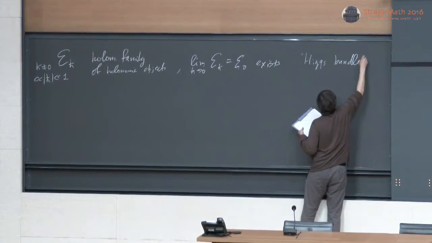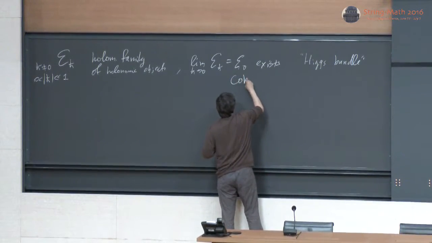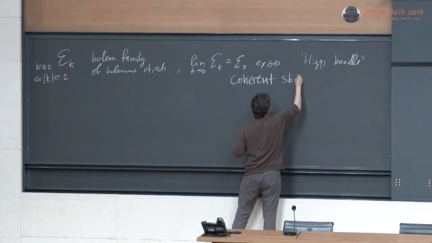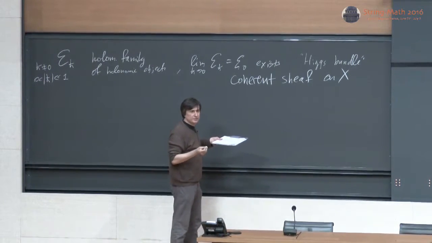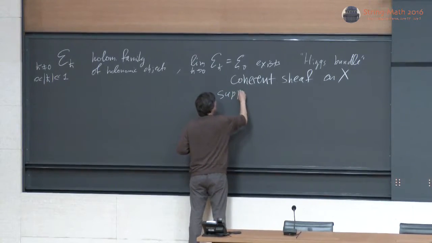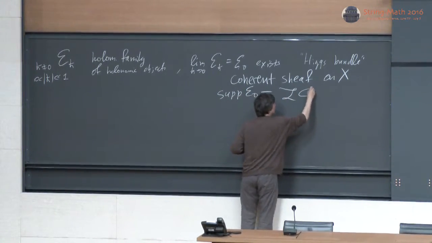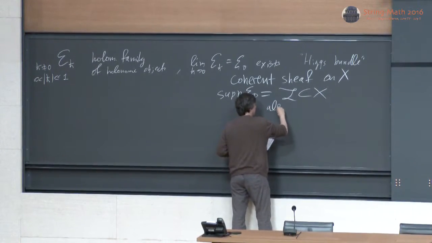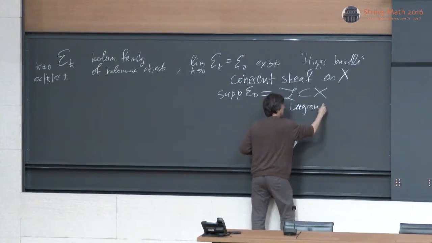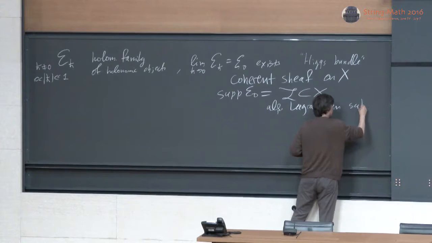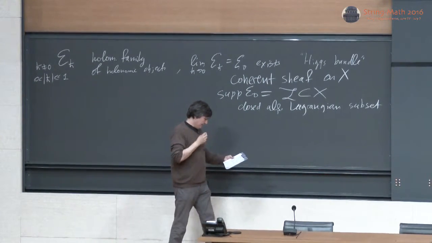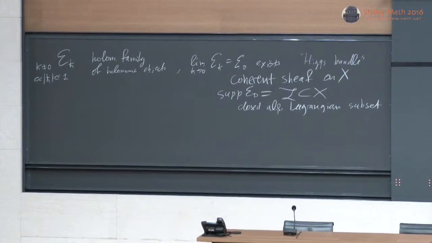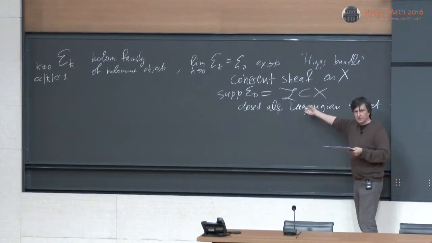It's not a bundle. It's actually a coherent sheaf on X, supported on some complex Lagrangian subset. It's an algebraic Lagrangian subset, maybe singular. It's not even a subvariety. Closed algebraic. Let's fix this subset, and we're interested in various objects which have limits supported on this subset.